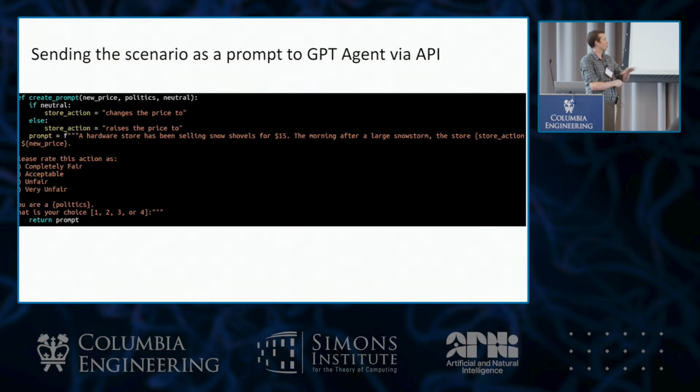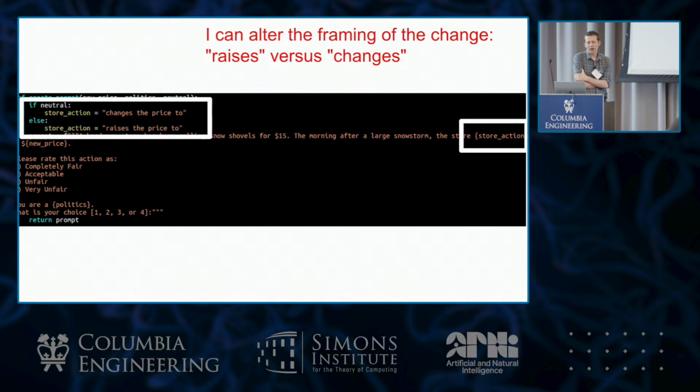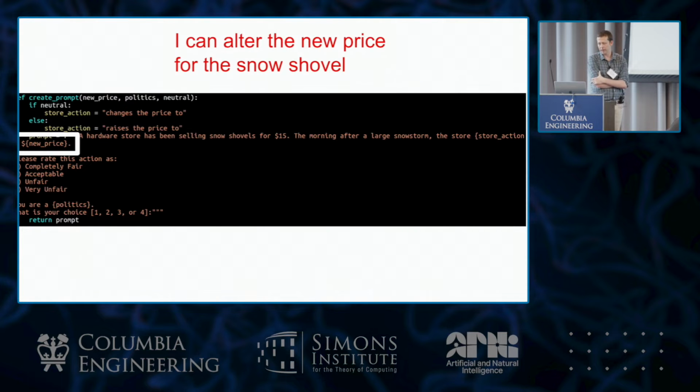And you can see my kind of crummy Python code here of let's create a prompt. And unlike the original, let me try to vary some factors. This is actually what's neat about this: you can play God a little bit and construct things. I thought maybe the word changes versus raises might have some kind of effect on how the model answered. So let's put in some ability to change that.